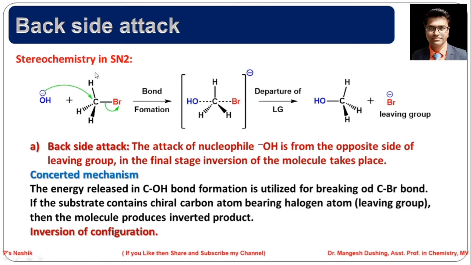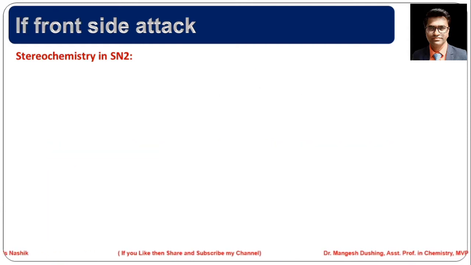If the substrate contains a chiral carbon atom, suppose this is an optically active substance, and this carbon is a chiral carbon bearing this leaving group, then the molecule produces an inverted product. Suppose this is R configuration, then the product will be S configuration. So the change in configuration is called inversion of configuration. This is the characteristic property of the SN2 reaction: inversion of configuration, inversion of stereochemistry.